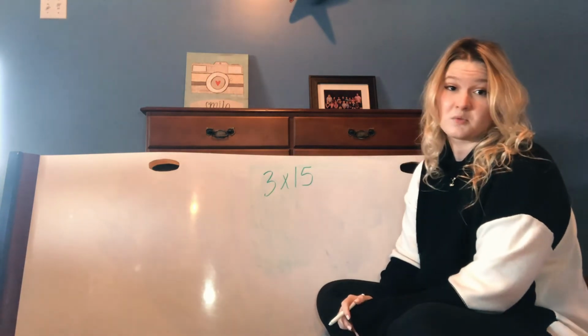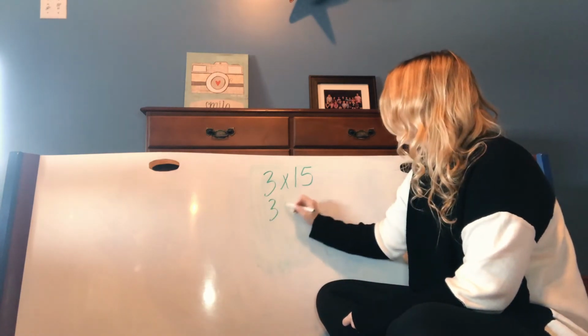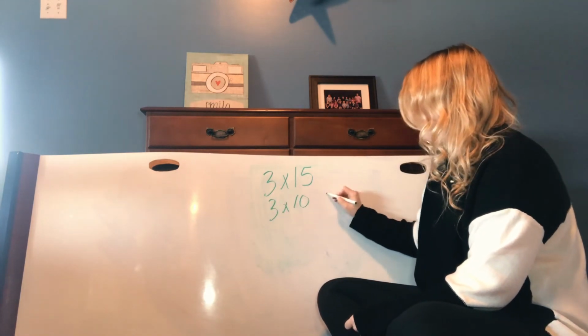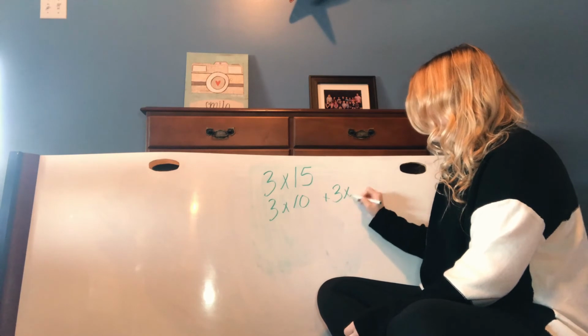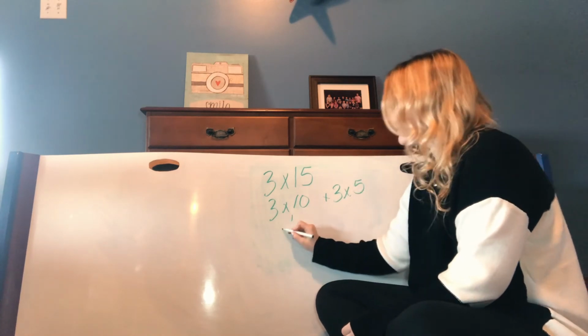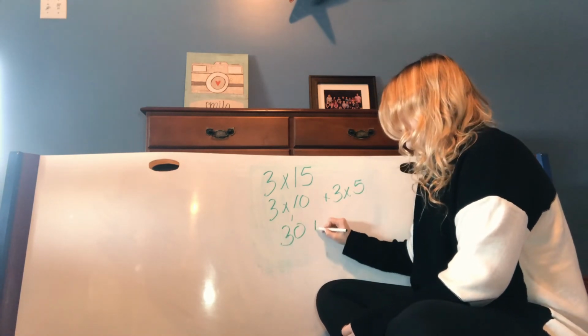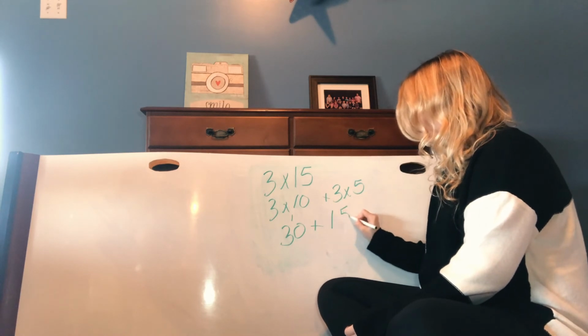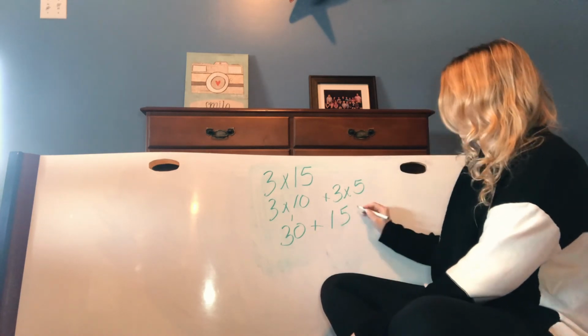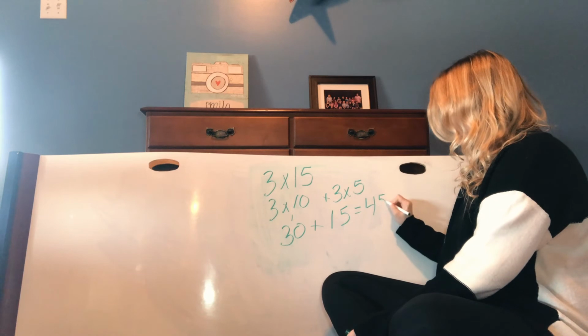You could also break this one apart. We could do 3 times 10 plus 3 times 5. I know that 3 times 10 is 30 plus 3 times 5, which is 15. And I know 30 plus 15 equals 45. So that's two different ways to do multiplication when you have a number that's bigger than 10.